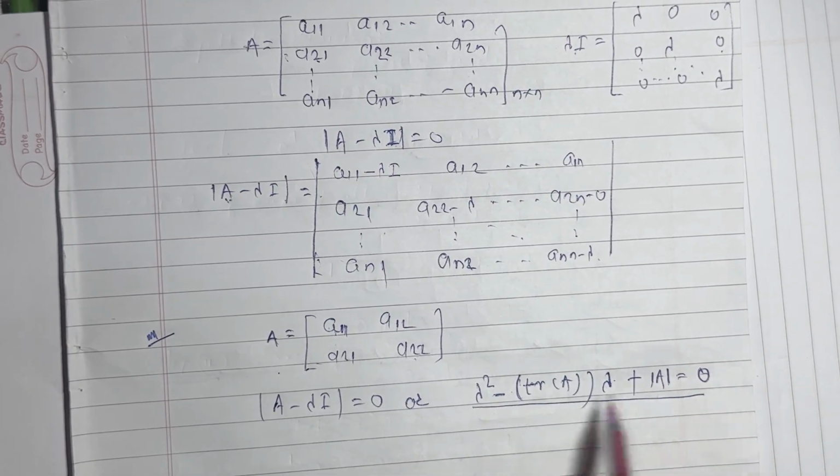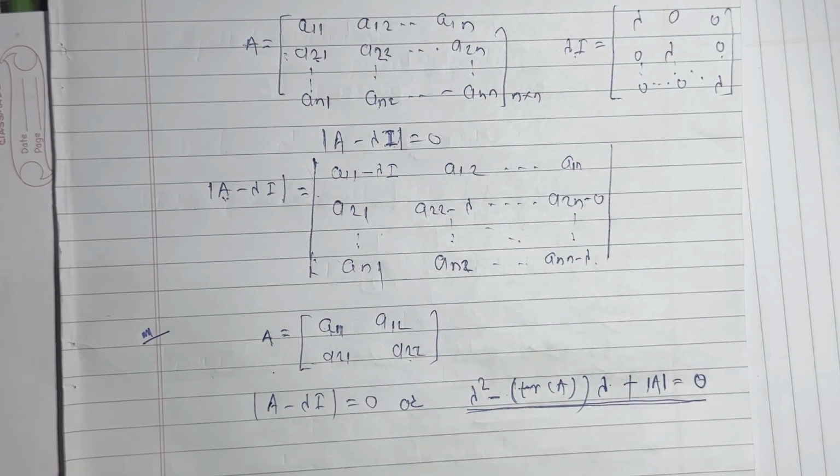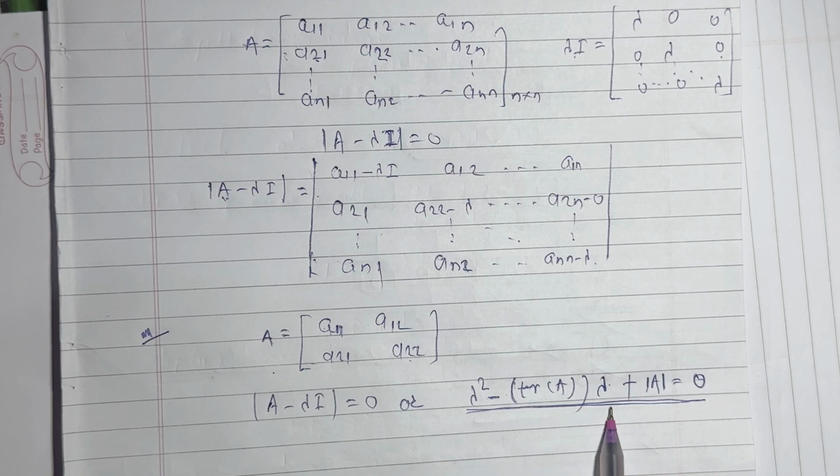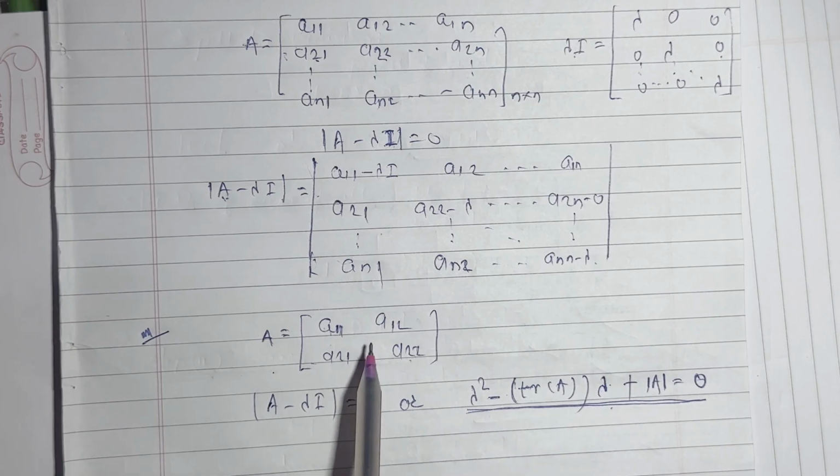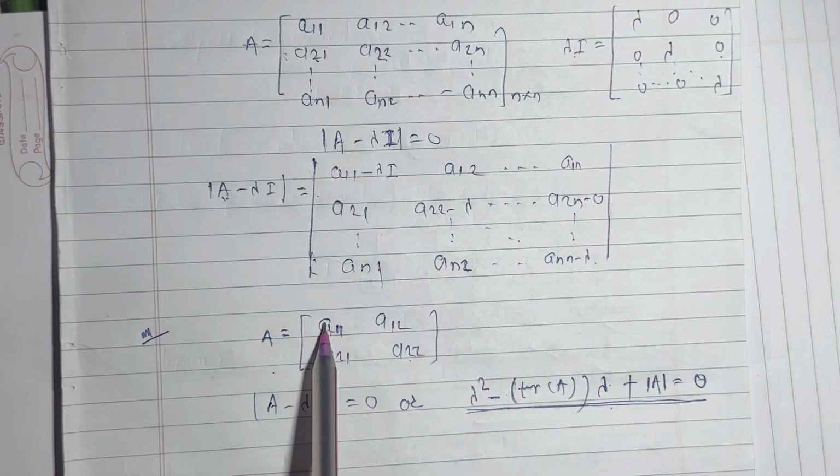Okay, this is the characteristic polynomial or characteristic equation. You can find the roots of this equation, and you will get the eigenvalues, lambda 1 and lambda 2. Make sure you understand that the trace of A means A11 plus A22, the sum of the diagonal elements of matrix A. You can increase the order of the matrix, like 3 by 3, 4 by 4.